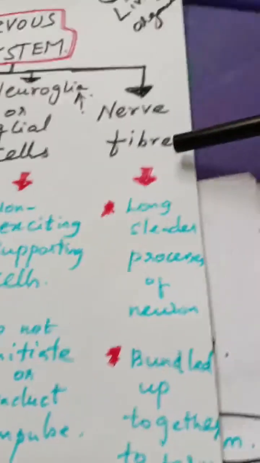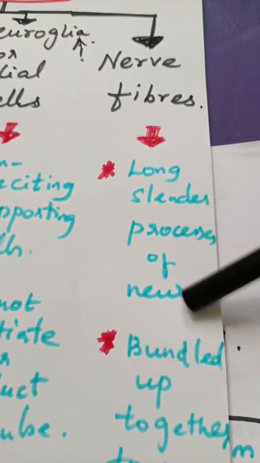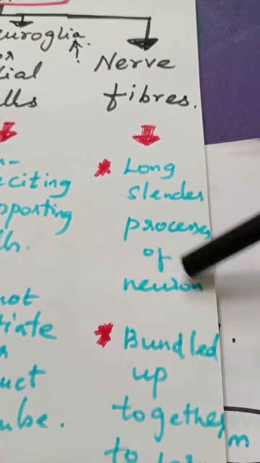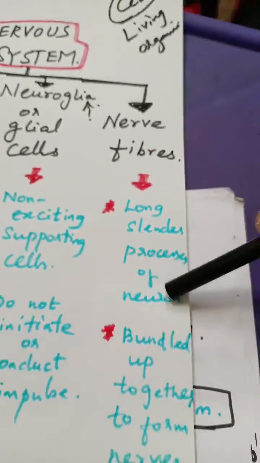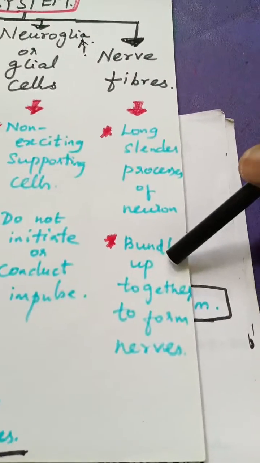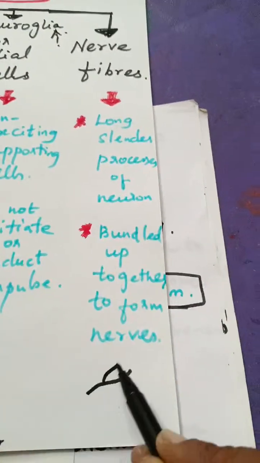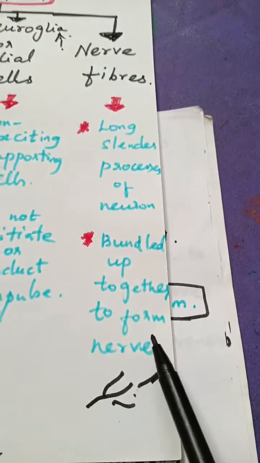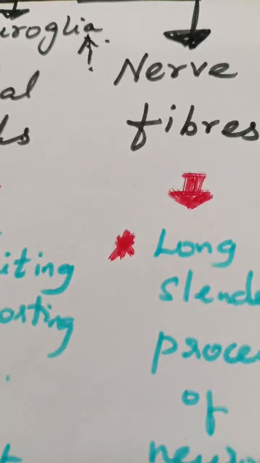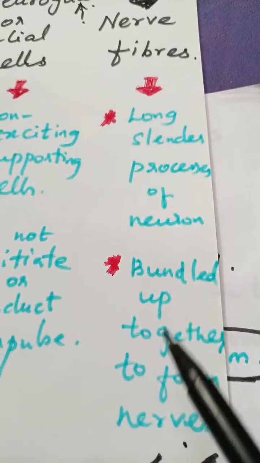Next, coming to the nerve fibers. These are the long slender processes of the neuron, and they are bundled up together to form nerves. We have lots of nerves running in our body. So the nerve fibers are long slender processes of the neuron, and they are bundled up to form nerves.